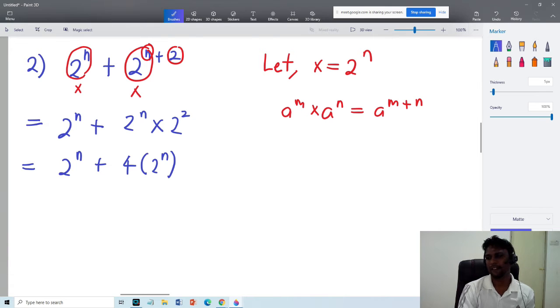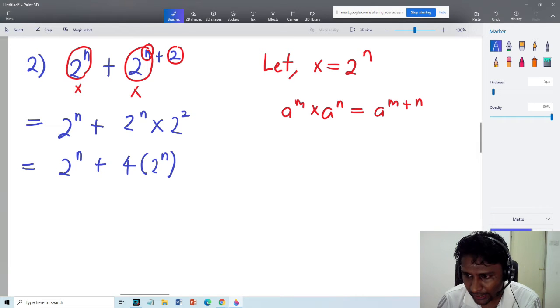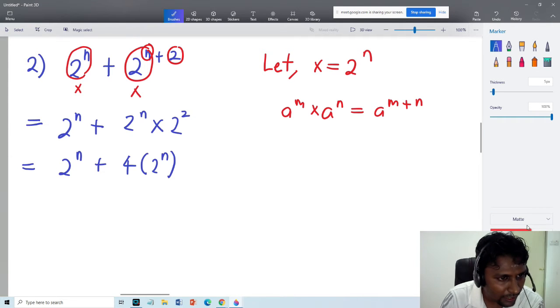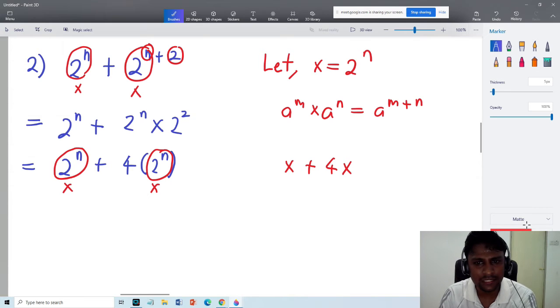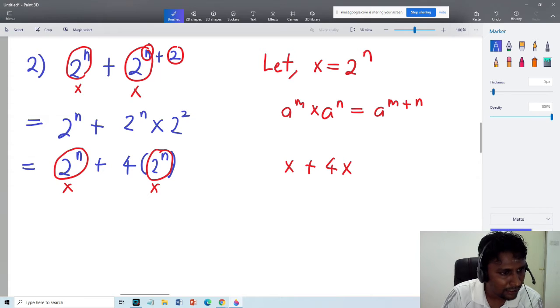Again, I remind you, earlier I put this as x. So this is x, and again this is x. So it's actually x plus 4x. You see, it's a problem of x plus 4x. So what can you write here? You can write equal, x plus 4x becomes 5 times 2 power of n.